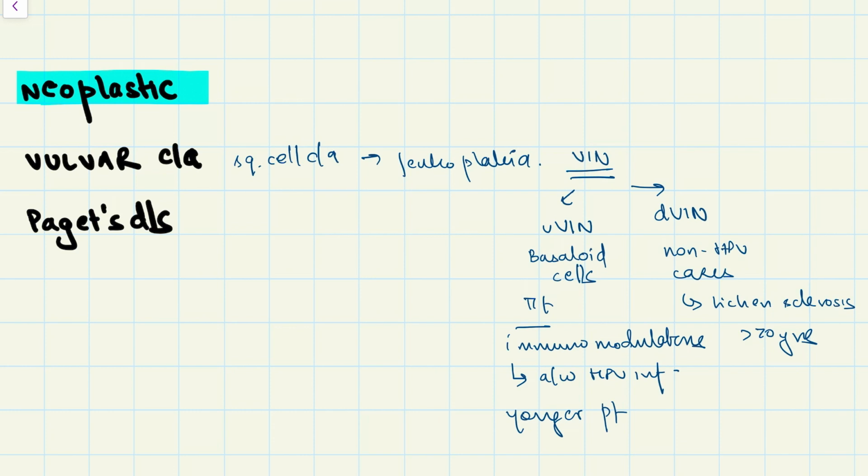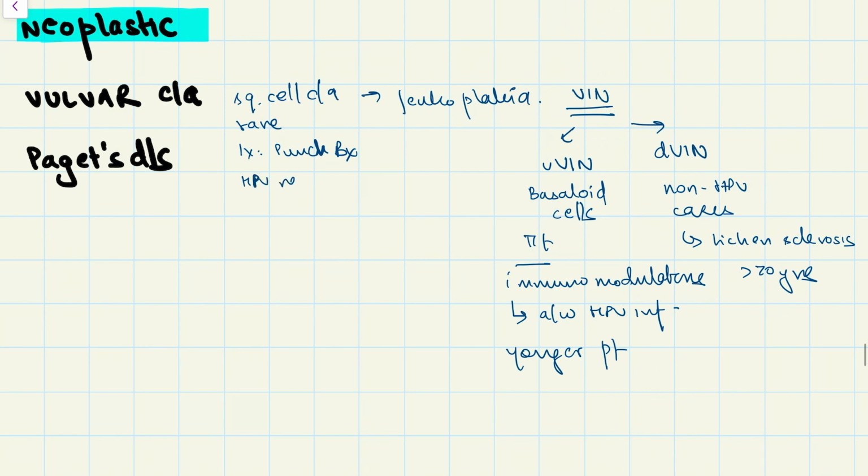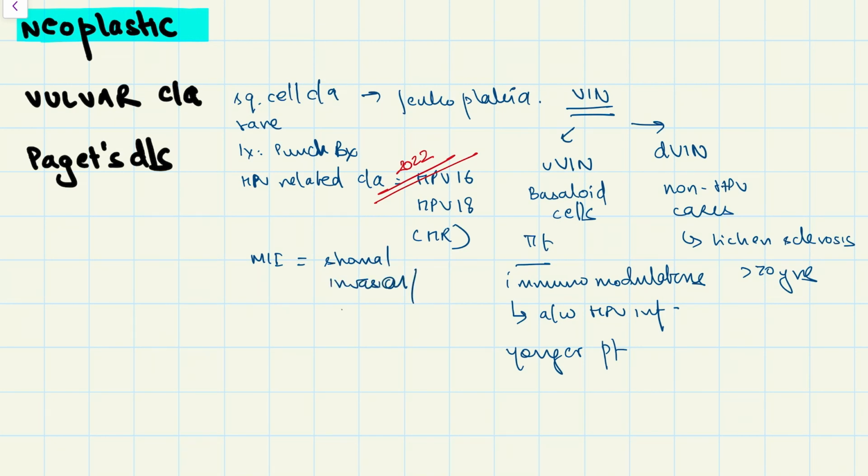Now, vulvar cancer is a rare pathology. The investigation used to diagnose is a punch biopsy. HPV related cancers are due to HPV 16 and HPV 18, which are the high risk HPV. This was asked this year in NEET. The most important prognostic factor is stromal invasion or lymph node mets, and the sentinel lymph node in vulvar cancer is superficial inguinal lymph node.